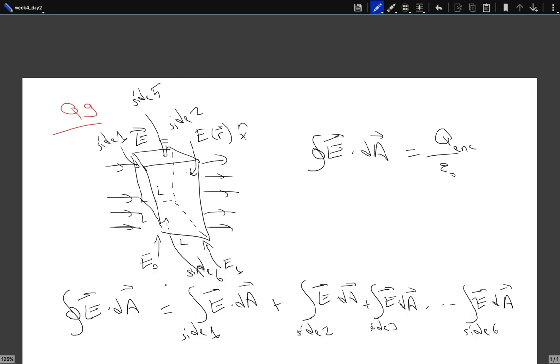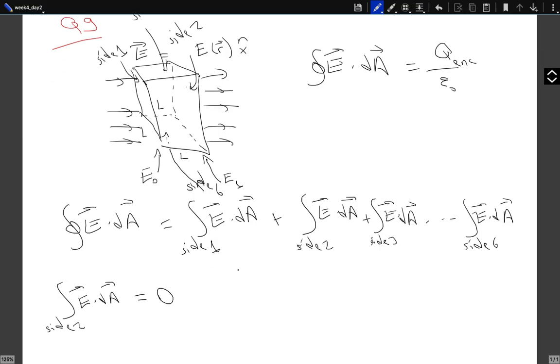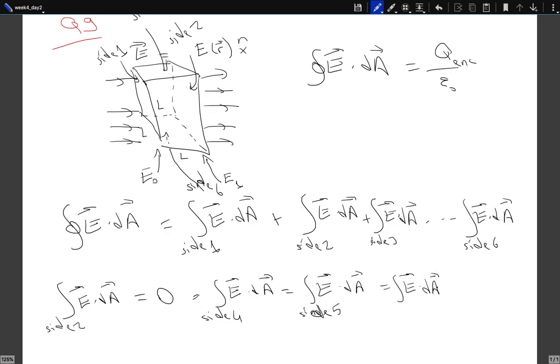Pointing up. The electric field is in that direction. The scalar product is 0. What is side 6? Again, it is 0. So there's no contribution from these sides. So this is 0, but also E dot dA from side 4 is 0. E dot dA from side 5 is 0. E dot dA from side 6 is also 0.